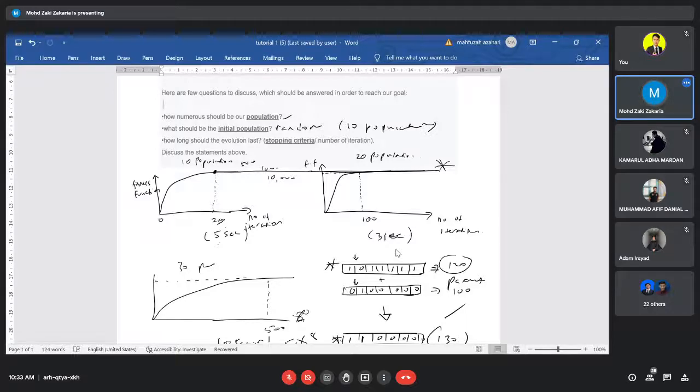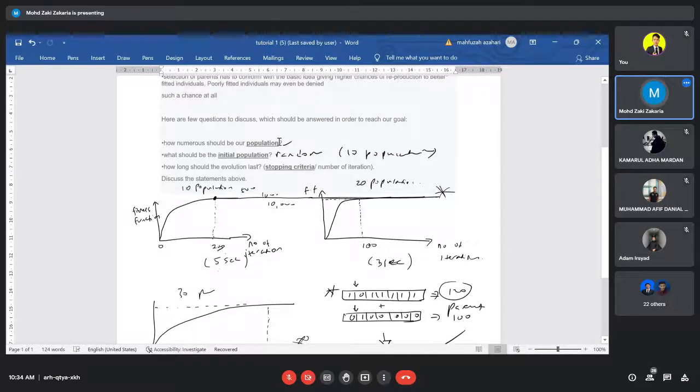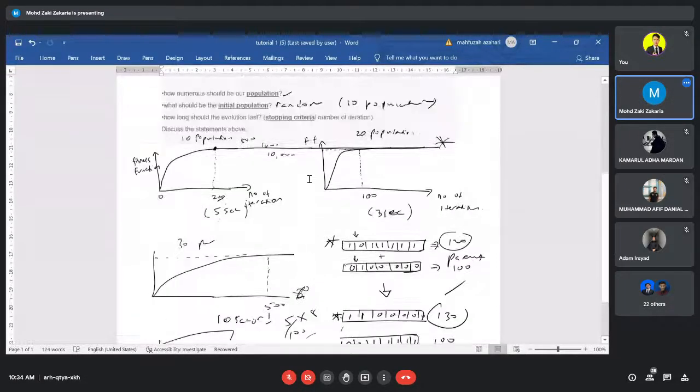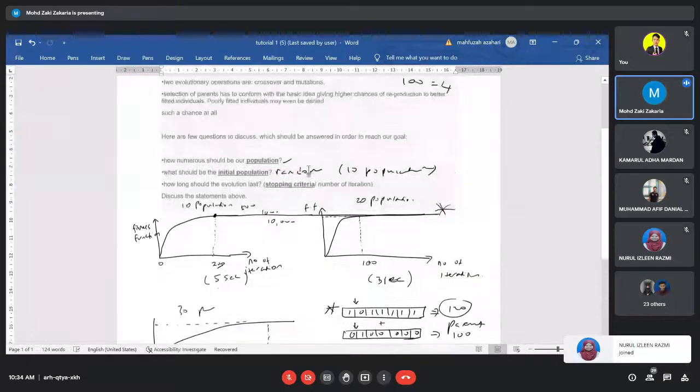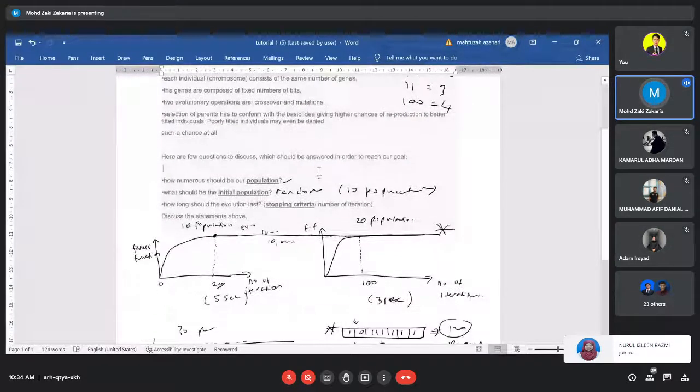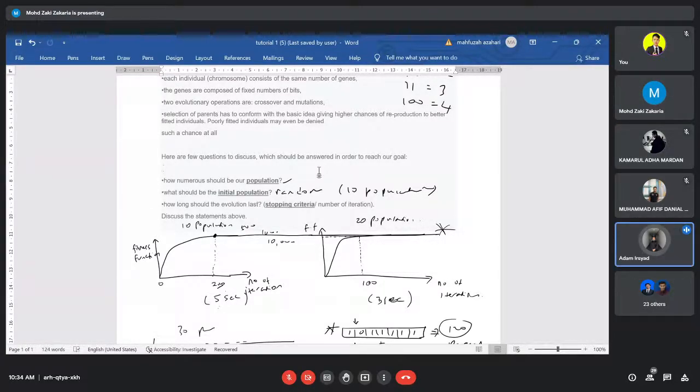So, discuss the statement below. We discussed already the population, initial population, stopping criteria. So what else? Okay, what else do you want to ask? Any? None? Sir, I have a question. Does the mutation happen after we choose the best solution?